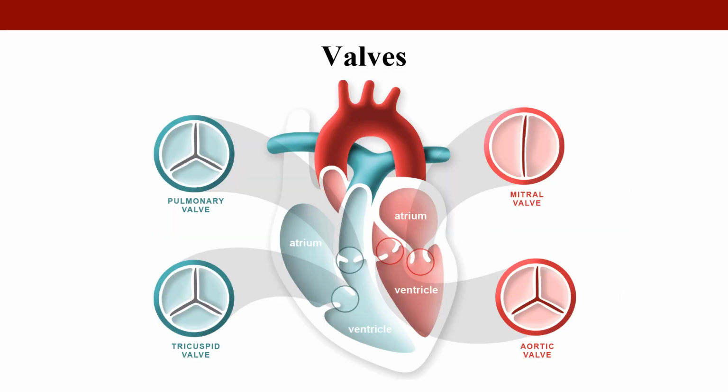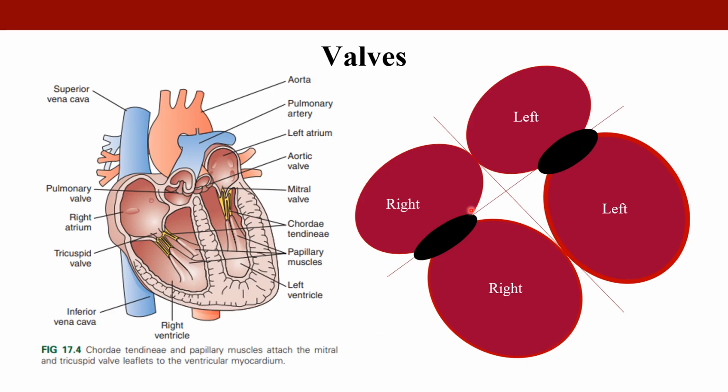Valves. There are four main valves within the heart that ensure unidirectional blood flow through the chambers. Atrioventricular valves, the tricuspid valve, right side, and the mitral valve, left side, prevent backflow into the atria during ventricular contraction. Mitral valve, bicuspid valve, located between the left atrium and left ventricle. This valve allows blood to flow from the left atrium into the left ventricle and prevents backflow during ventricular contraction. Tricuspid valve, positioned between the right atrium and right ventricle, it facilitates blood flow from the right atrium to the right ventricle and prevents backflow during ventricular contraction.